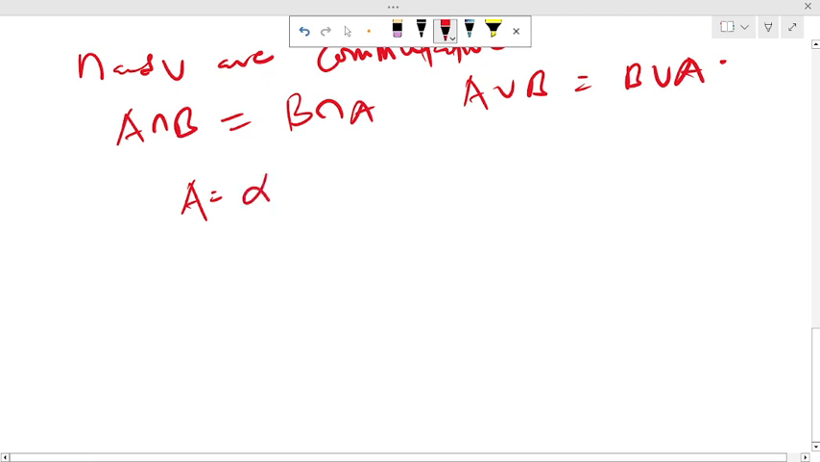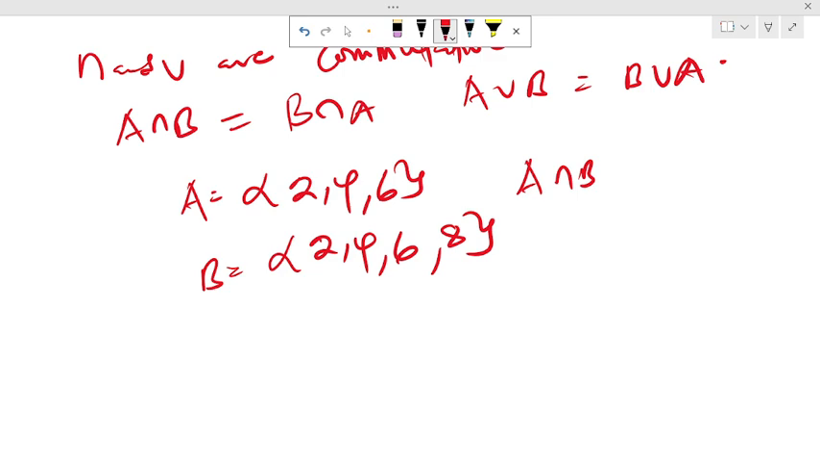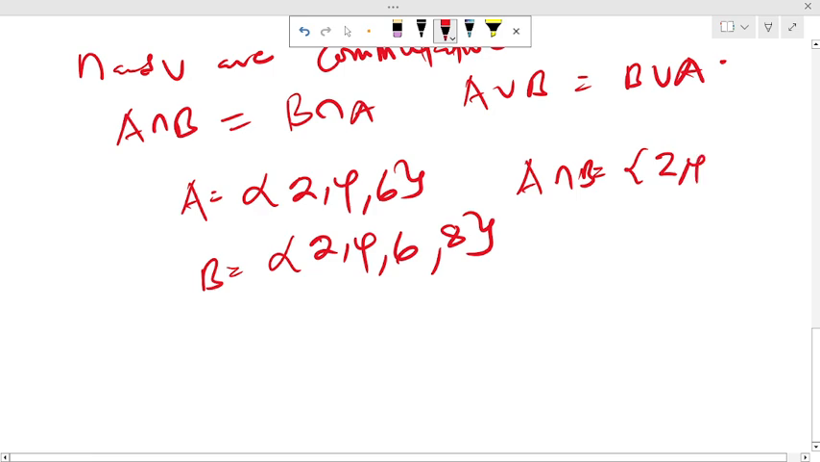Let's say A is even numbers less than 8, so 2, 4, 6, and B is even numbers less than 10, so 2, 4, 6, 8, right? So if I'm asked to find A intersection B, that is elements that are common in A and also common in B. So my answer would be 2, 4, and 6, right? What if I'm asked to find B intersection A? It's still elements that are common in A and B as well. So that one too will be 2, 4, 6.